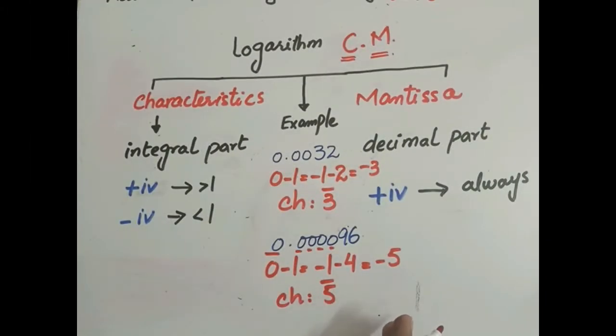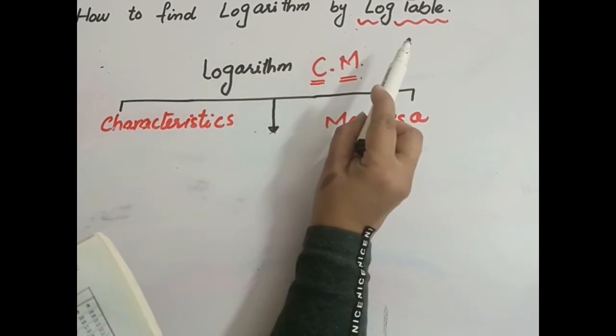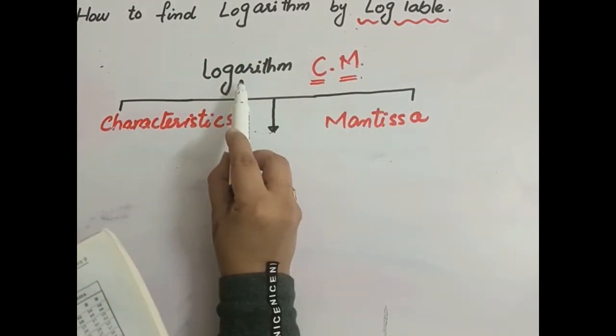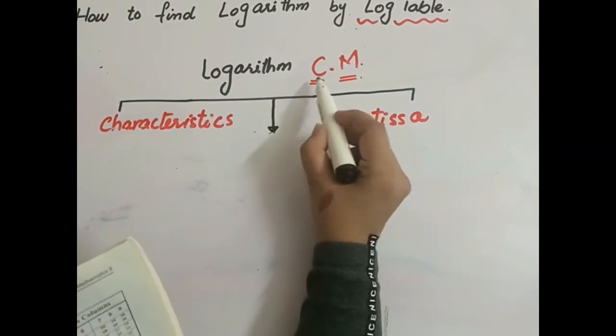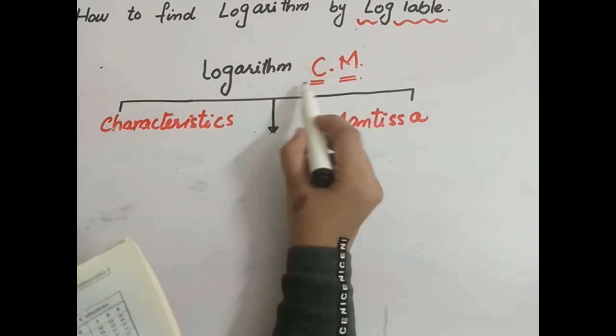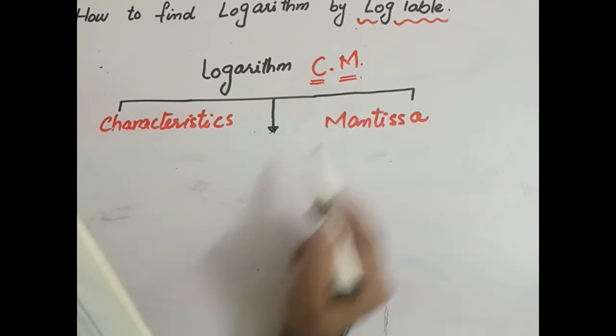For the mantissa we have to see values from the log table. So now let's come to the point of how to find a logarithm by log table. To find the logarithm of any number, we need the characteristic and the mantissa, and we have to write it down as C dot M. That means we write down the characteristic, and after the point we write down the mantissa.